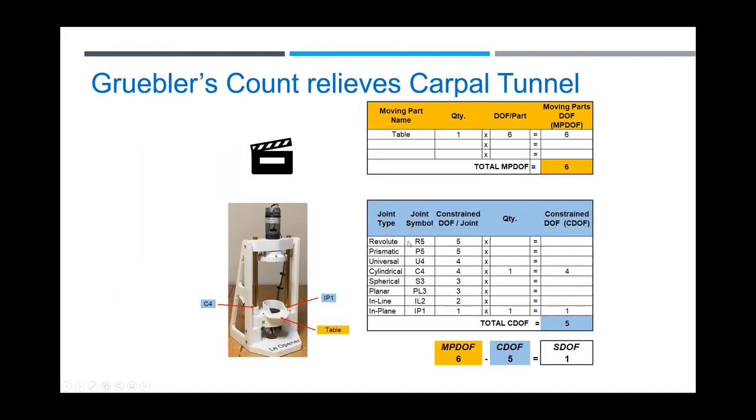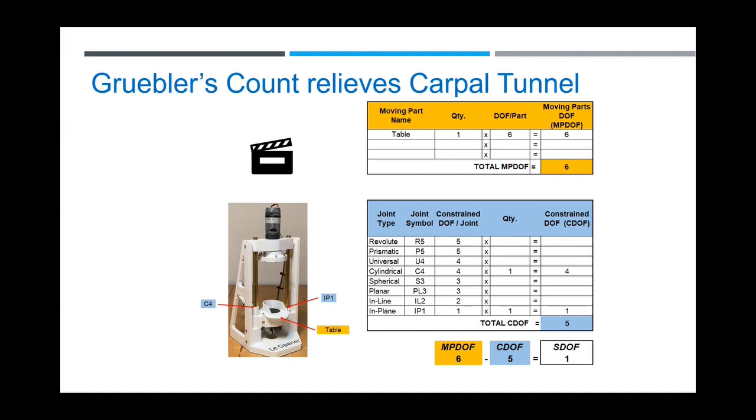So I have a success story here. I say that Gruebler's count relieves carpal tunnel. Well, I have a sister, she's a pharmacist, and I visited her last month, and she says, Lay, you know, these medicine bottles, I have to open, they have to push down and twist. I have to open like 400 of them a day. I've been doing that for about 10 years, and now I end up getting carpal tunnel. She says, Lay, can you do something for me? Can you make a mechanism, a machine that would do this for me? And I said, let me get back with you.